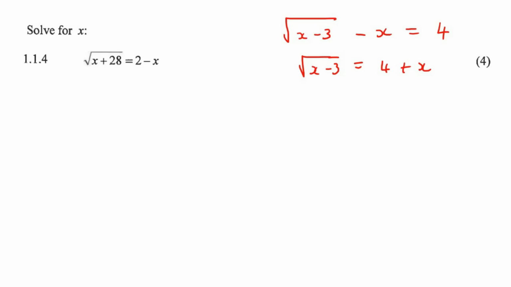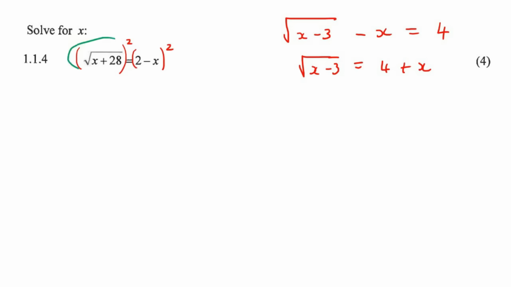You see what I mean? So that's what you want to do first. But we've already got that over here. So what you then do once you've got the square root by itself is you're now going to square both sides. So we're going to do this, and then we're going to do that.